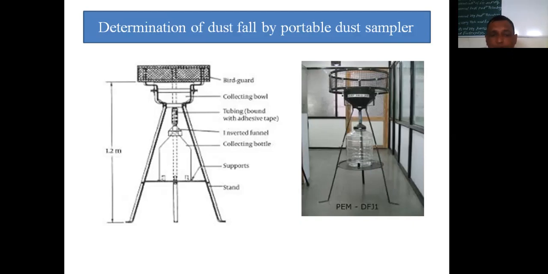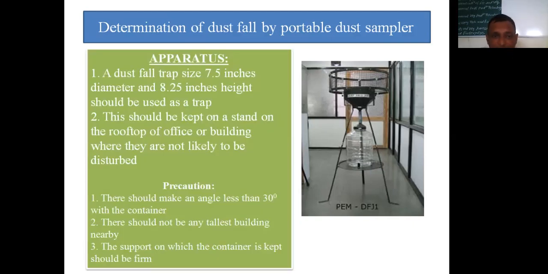Now let us look at how it works. What are the essential requirements for that? A dust fall trap, it is having the size of 7.5 inches diameter and 8.25 inches of the height. ही जी आपल्याला ह्या ठिकाणी portable dust sampler दिसतं, ह्याची आपल्याला साईज किती असावी? 7.5. That means हा जो वरचा एरिया दिसतो आपल्याला त्याचा diameter किती असायला हवं? 7.5 inches diameter, and height it should be 8.25 inches. It may also vary, but this is a standard size for the portable dust sampler.